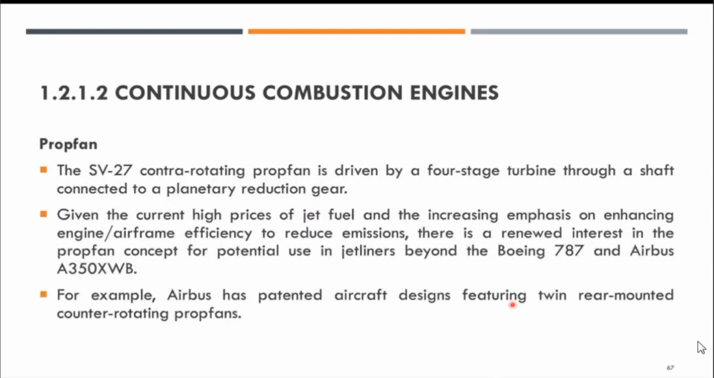Okay. Another type of example, the SB27. This is a contra-rotating prop fan which is driven by a four-stage turbine through a shaft connected to a planetary reduction gear.